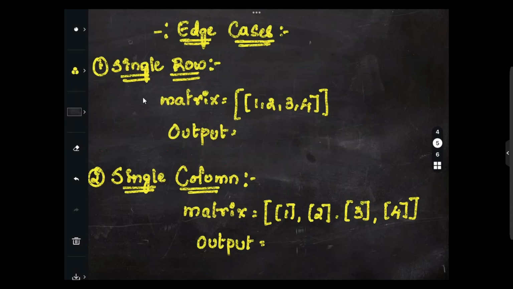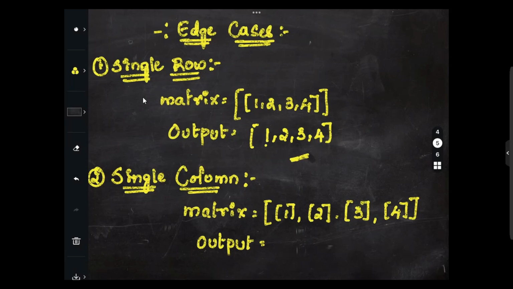Now let's discuss the edge cases one by one. The first edge case we are going with here is single row. Here you can clearly see 1 2 3 and 4 are the elements that we have in the input. So the output that we will get here is 1 2 3 4 itself. Why is the output 1 2 3 4? Because we have only one row here, right? So that will be 1 2 3 4 itself.